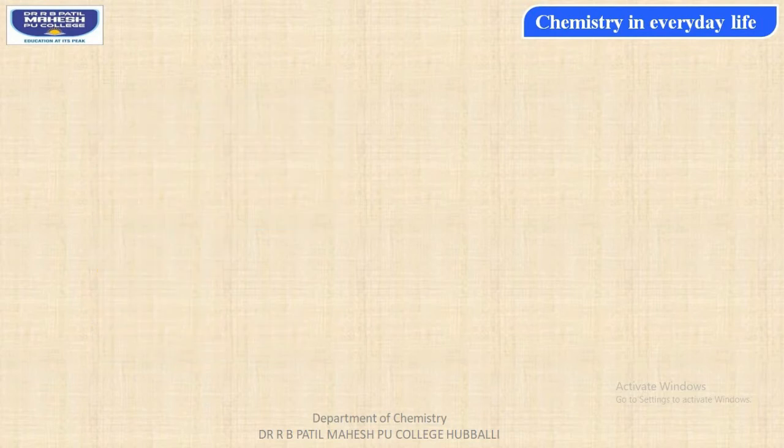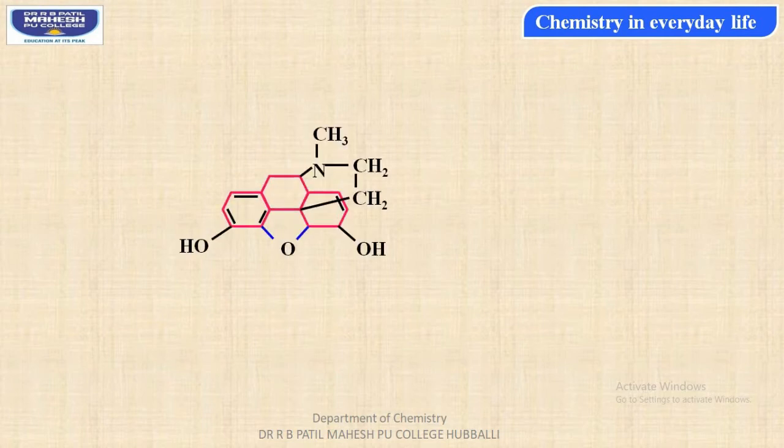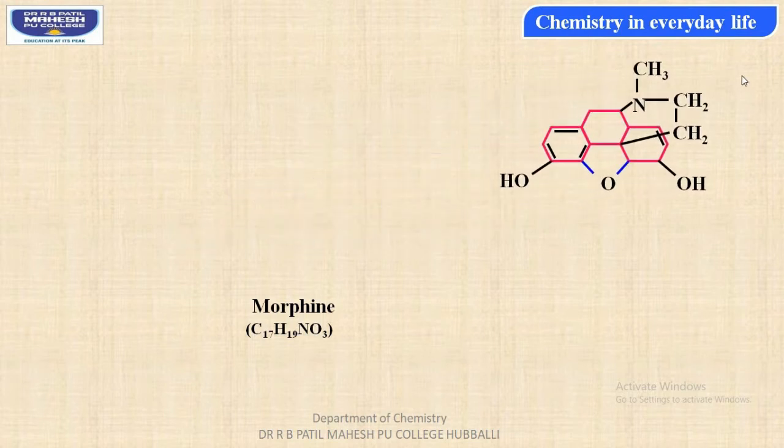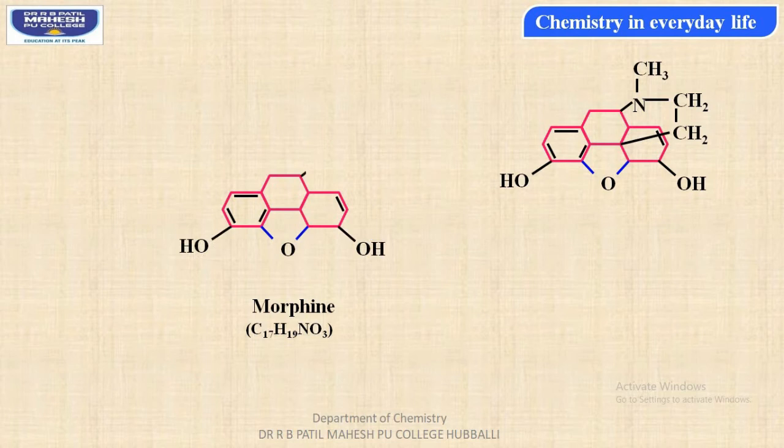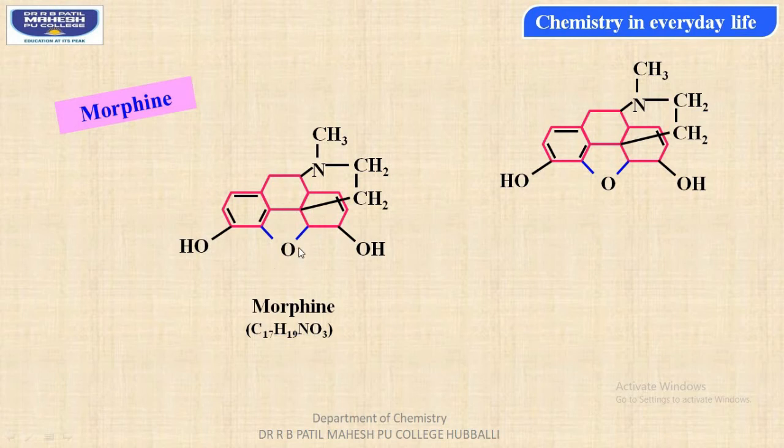Now let us see structures of some examples of narcotic analgesics. The first one, students, is morphine with the molecular formula C17H19NO3. Very easily you can draw the structure by considering the three cyclohexane rings followed by writing the other parts. In morphine, students, we can find one furan ring and even two hydroxyl groups.